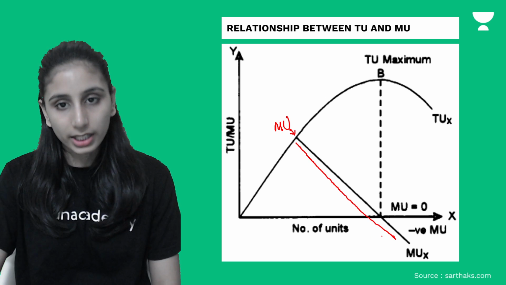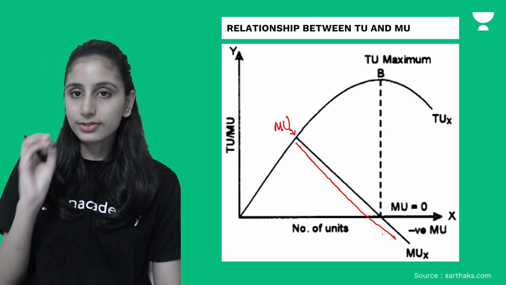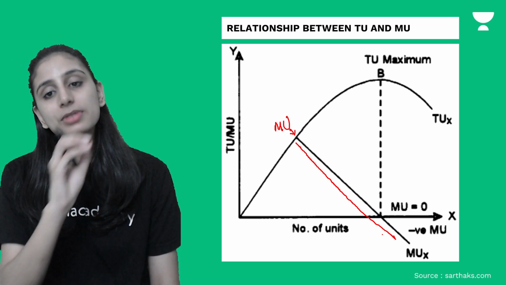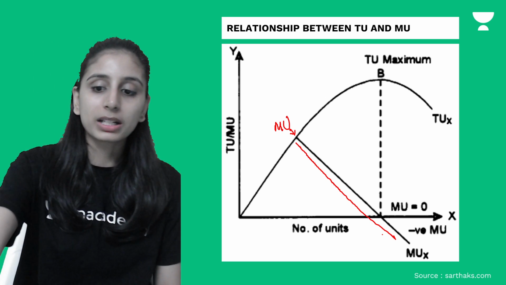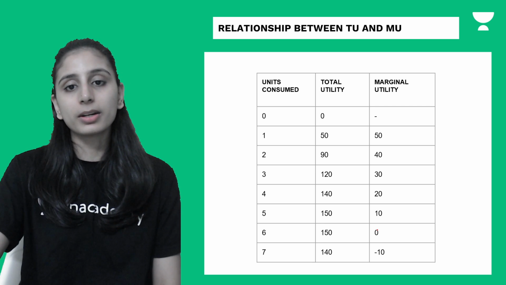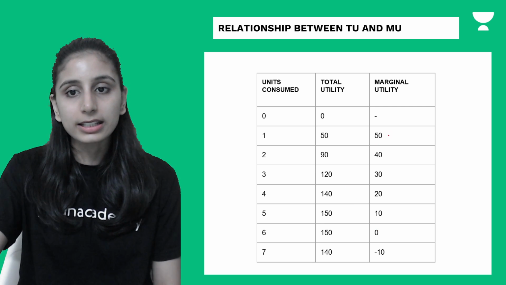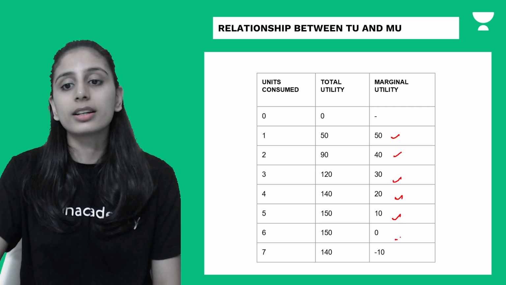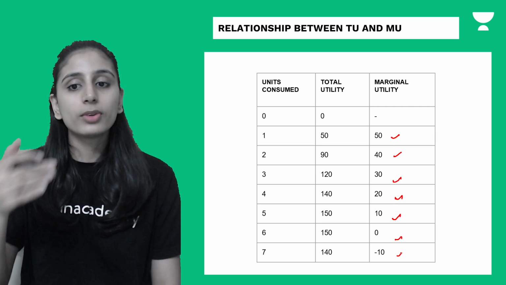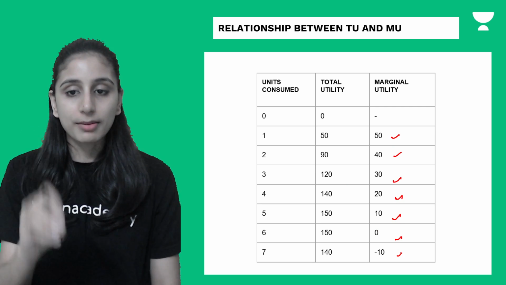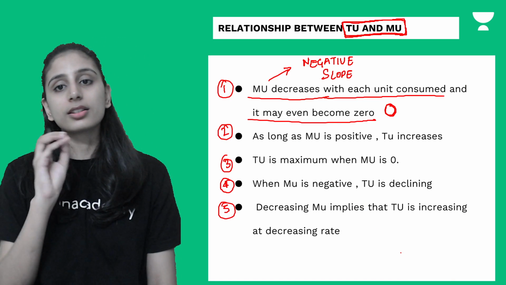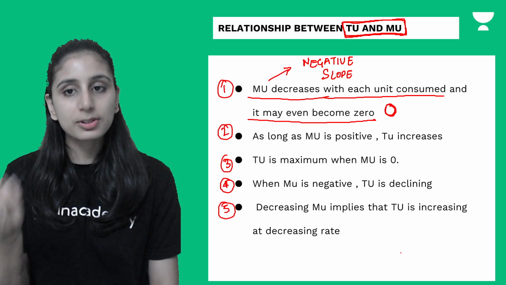It even becomes negative. So we have seen the first relationship, that MU has a negative slope. It keeps on decreasing, and it even becomes negative or zero. Let's see from the table. We can see that clearly. It is very clear that the values for MU are decreasing: 50, 40, 30, 20, 10, 0, minus 10. It becomes 0 as well as negative. So the first statement is clear, which is the slope of MU is negative, or MU keeps on decreasing with each unit consumed.